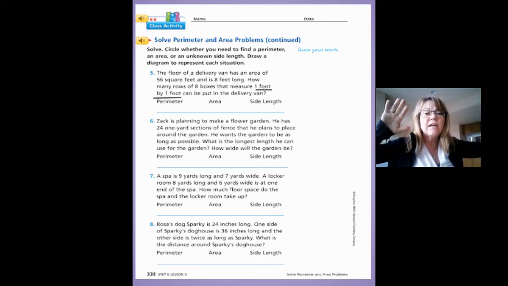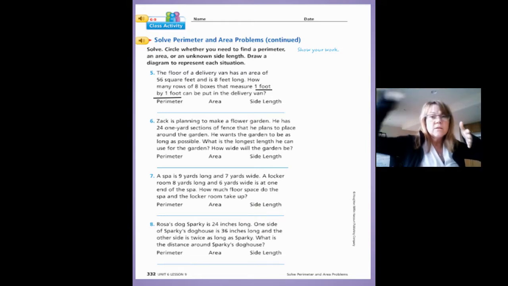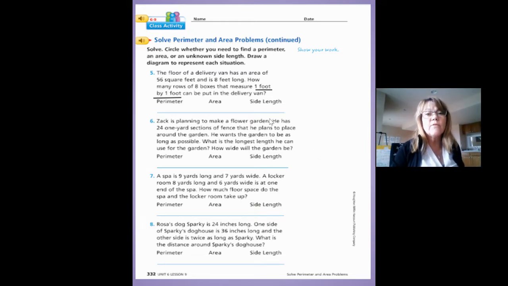56 square feet, and 8 boxes in each thing. So how many rows are we going to have? So we're missing something to equal 56. So you are looking for your hint. Pause it, solve that problem. And then you can start me up and I can let you know.